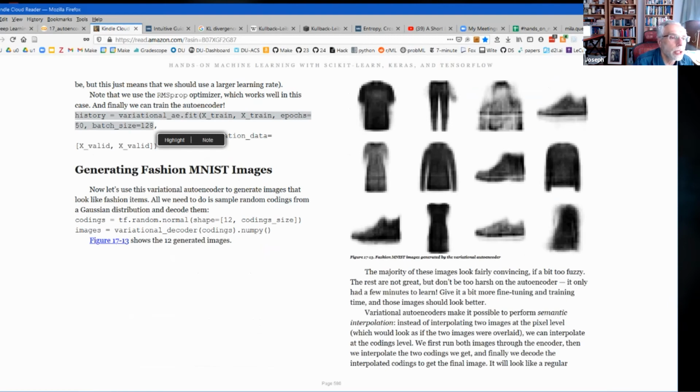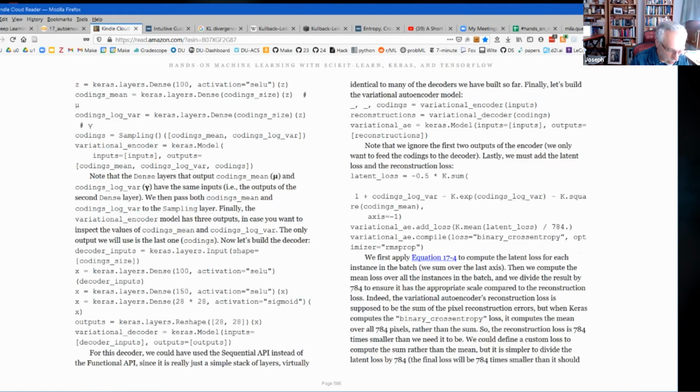And I think he mentions a couple of things here. One is that he has to use the functional API. Where is it that he talks about that? Because the computation of the inner layer is not sequential, because you're adding stuff together. So you have to use the functional API. Let's see where he refers to that.